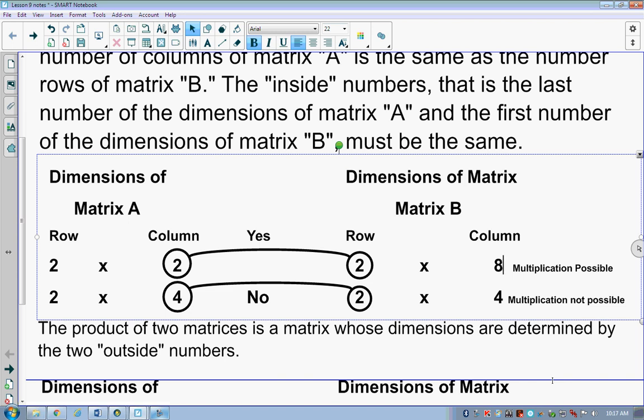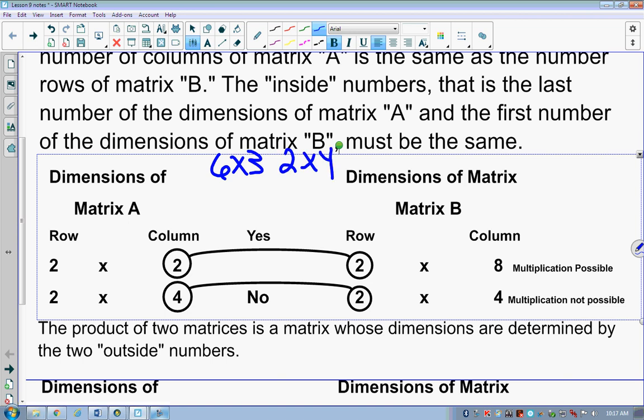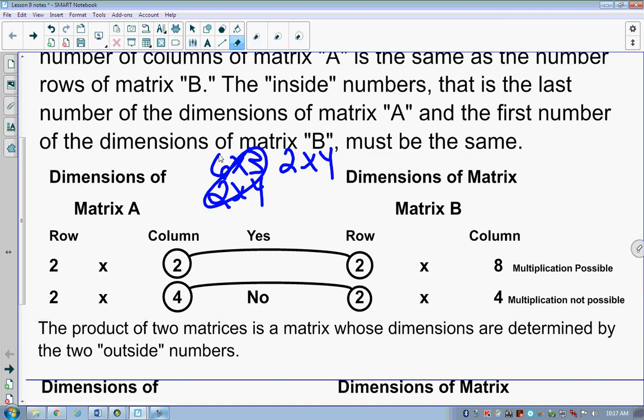So let's look here. Somebody give me the dimensions of a matrix. 6 by 3. Okay, somebody give me the dimensions of another matrix. 2 by 4. Can I multiply those two matrices? No. And this is the easiest way to put them. Like, don't put this as 2 by 4 down here, because then I have to look at that, and that's going to confuse me. Okay? Does that make sense?